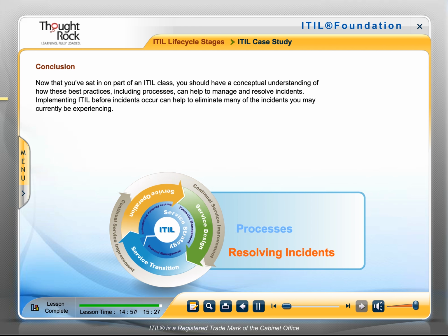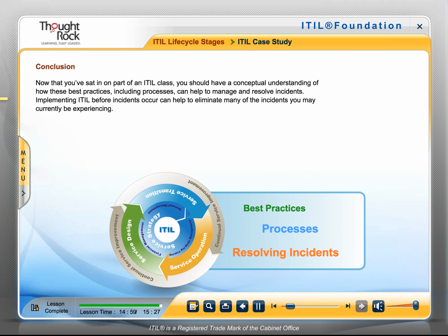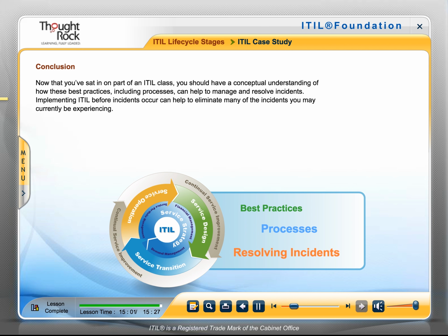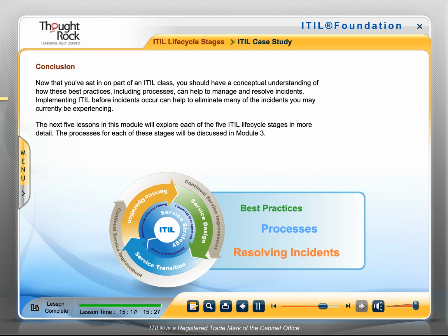Now that you've sat in on part of an ITIL class, you should have a conceptual understanding of how these best practices, including processes, can help to manage and resolve incidents. Implementing ITIL before incidents occur can help to eliminate many of the incidents you may currently be experiencing. The next 5 lessons in this module will explore each of the 5 ITIL lifecycle stages in more detail. The processes for each of these stages will be discussed in Module 3.